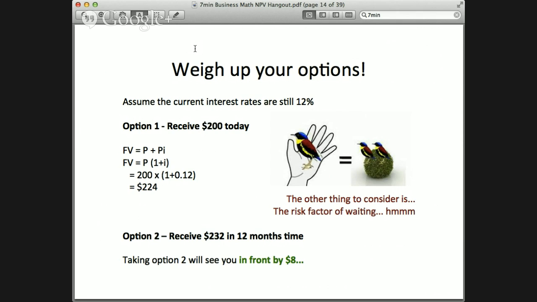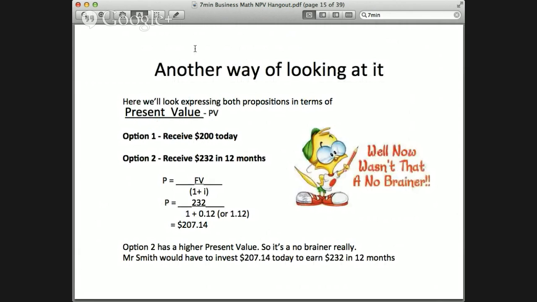So another way of looking at it, the present value is either $200 today or receive $232 in 12 months. So let's do the calculation the other way around. Let's say I know that in 12 months I'm going to receive $232. So what does that mean in cash today? So we're looking at the future value is $232, and we divide that by 1.12, which of course is the 12%, still remains unchanged. So what that means is, in today's money, I will have in my pocket $207.14 as opposed to $200. So option 2 is actually the higher present value.